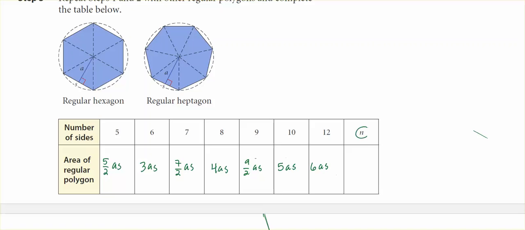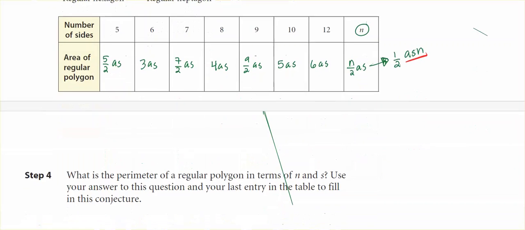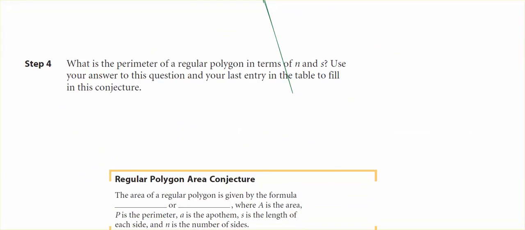And for the n-gon, it's going to be n/2 times AS, or we can write that, and this is going to come into play in the next part, as 1/2 ASN. Those are the same expression, the same formula. The reason why I wrote it like this is if you look at the next part of the investigation, the question is, what is the perimeter of a regular polygon in terms of n and s?